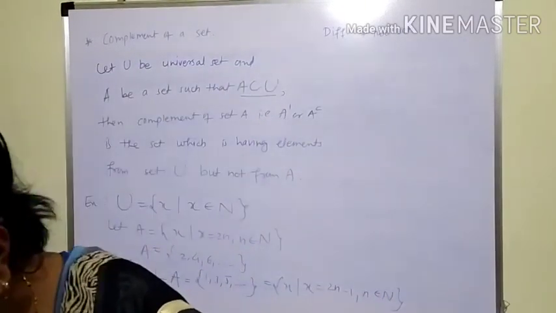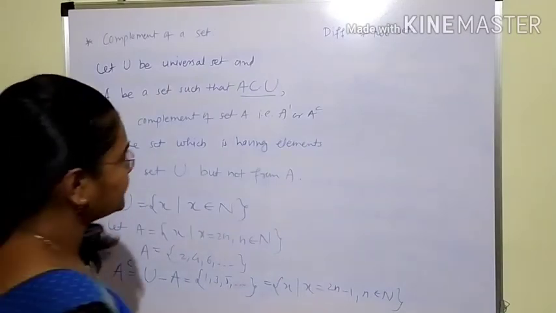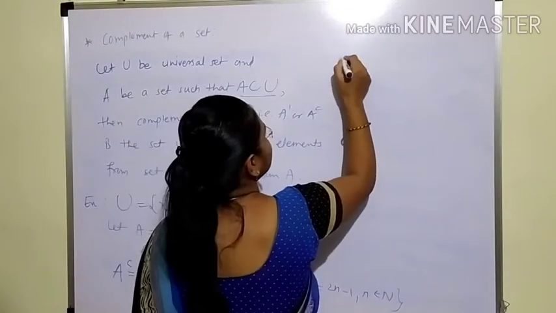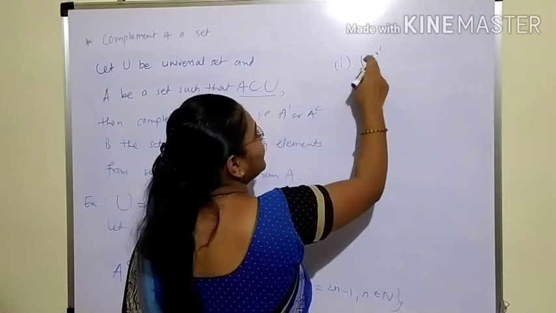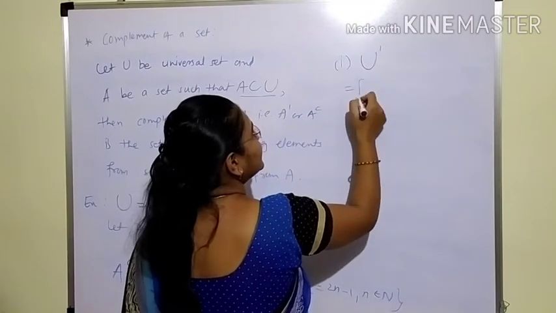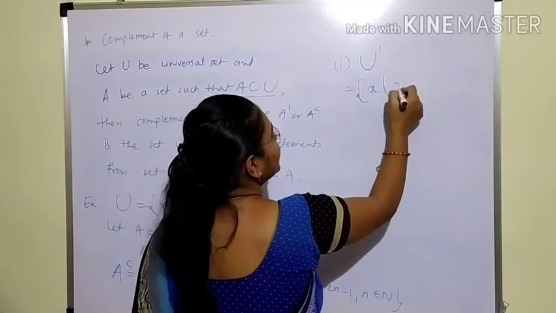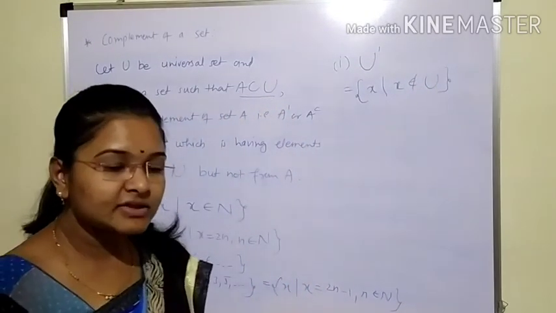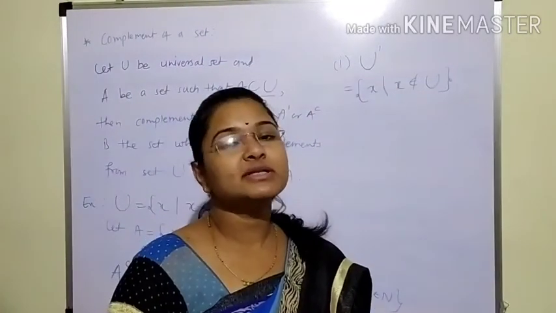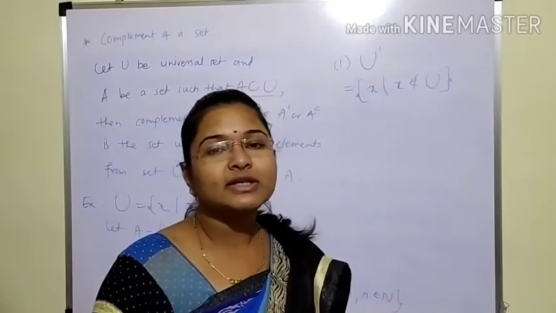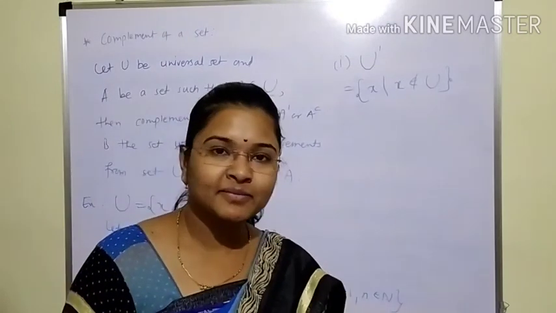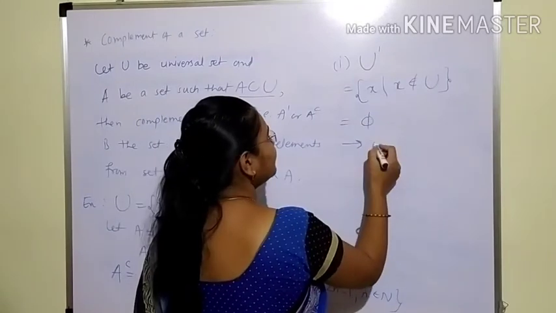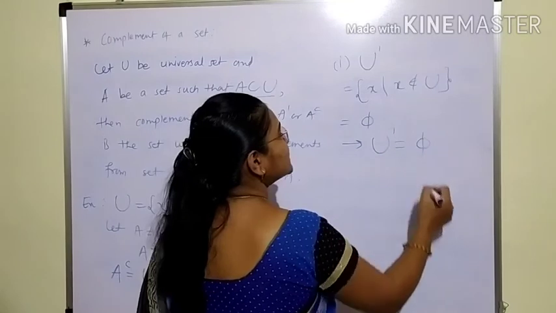First one, the complement of the universal set. Students, it is the set of x such that x does not belong to the universal set. If x is not in the universal set, it means x doesn't exist at all. So that set will not contain any element. So the set is nothing but the empty set. Clearly, the complement of the universal set is the empty set.